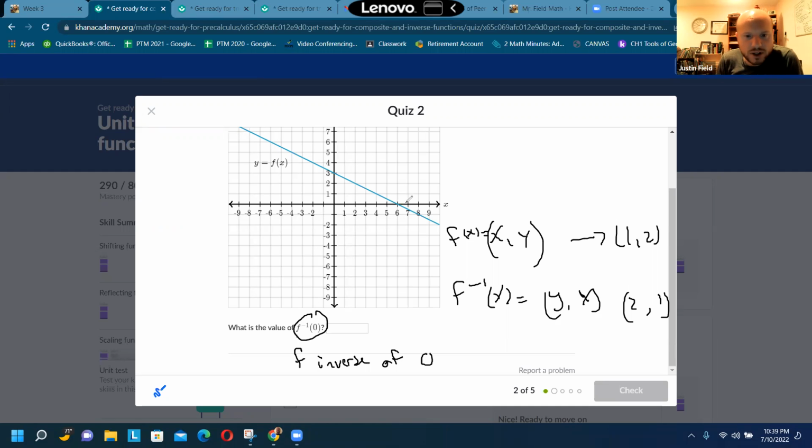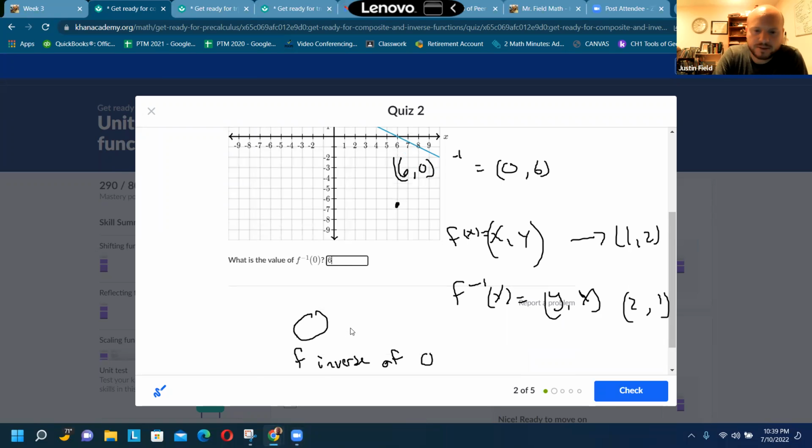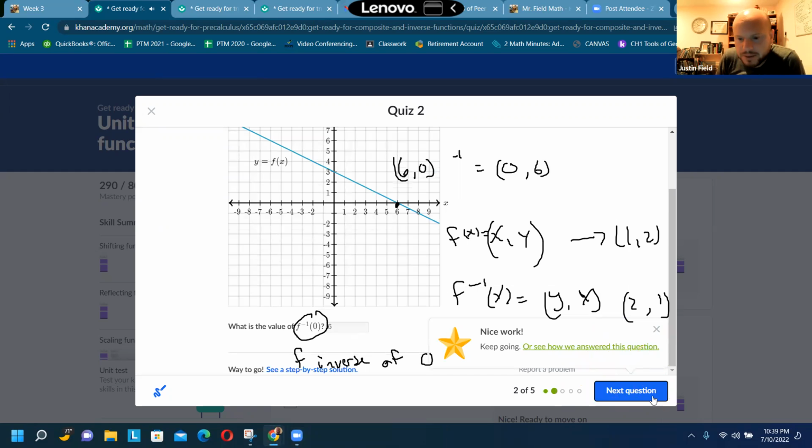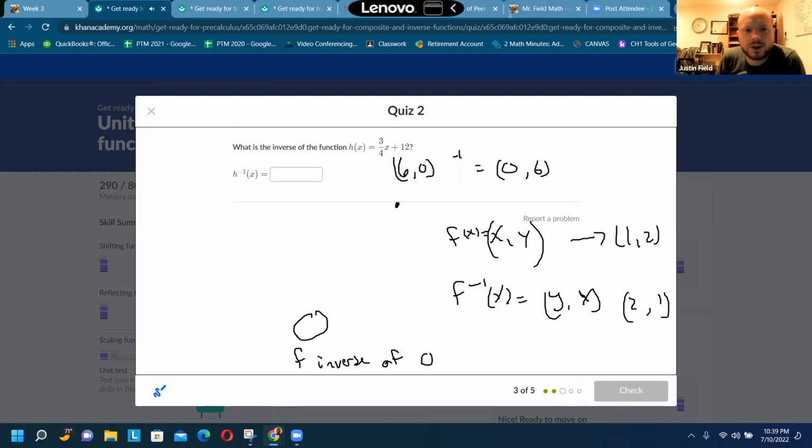This is the normal function, so where is y 0? Right here. So that has a (6, 0), which means the inverse has a graph of (0, 6). So what is f inverse of 0? It would be 6. Switch it up. So hopefully you did that in Algebra 2.